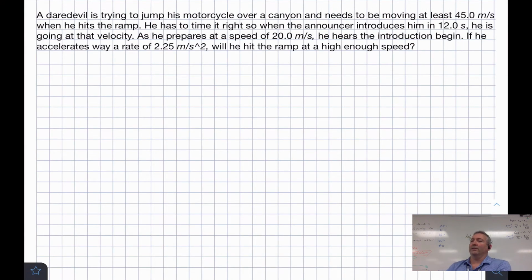So if we look at my screen here, Daredevil is trying to jump his motorcycle over a canyon, needs to be moving at least 45 meters per second when he hits the ramp.